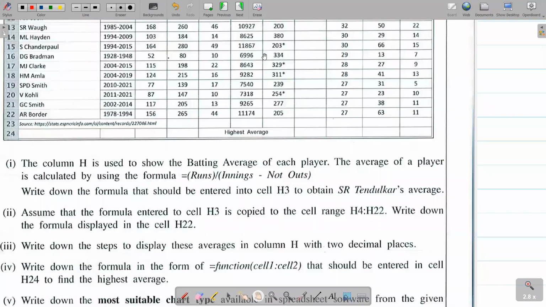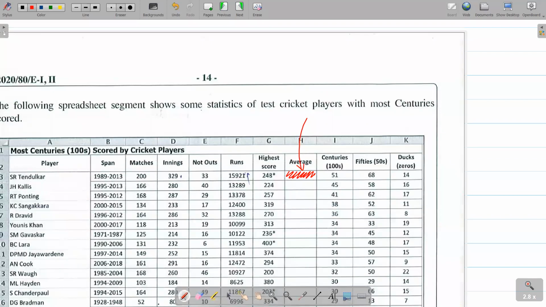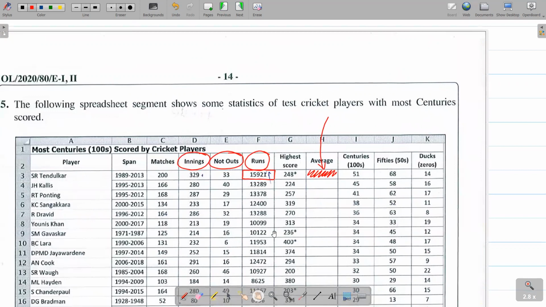The way they have illustrated it is runs divided by innings minus not out. So runs will be over here, and that should be divided by innings minus not out. The runs for Tendulkar that we are going to consider is F3. So equals F3 will be there. This needs to be divided, so we need to use brackets because the formula has been given like that: innings minus not out. Innings goes with D3, these are the innings of Tendulkar, so D3 minus not outs, which goes with E3. So that's going to be the answer for the very first one.